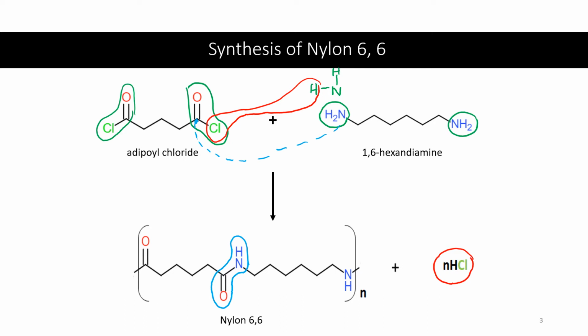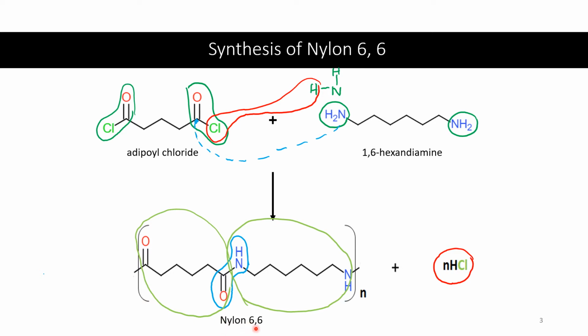And you can see that this part came from adipoyl chloride, and this part came from 1,6-hexadiamine. And the big polymer is going to be a repeat of this combination. So we call it a repeating unit, and we close it off with brackets on the side, and we put N to mean there will be multiple repeats of this repeating unit.